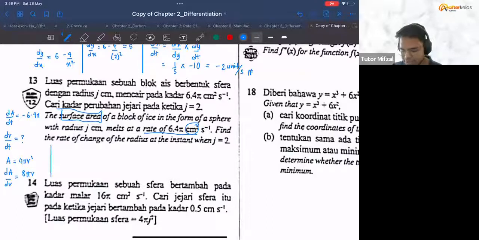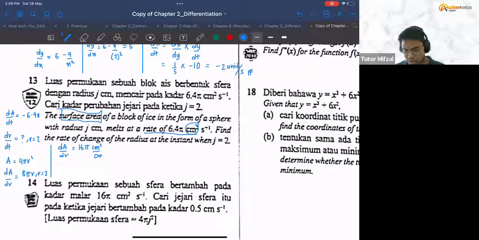Now, they want you to find dr over dt when r is equivalent to 2. So you have to substitute r equivalent to 2 in here. So dA over dr is equivalent to 16 pi. Okay, 16 pi centimeter cube per meter. Okay, centimeter square per centimeter actually. dA over dr, right. Change.